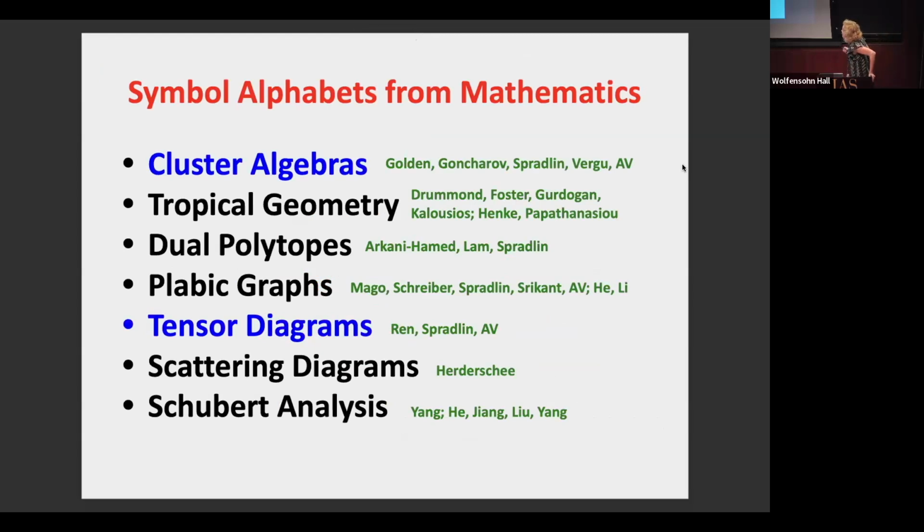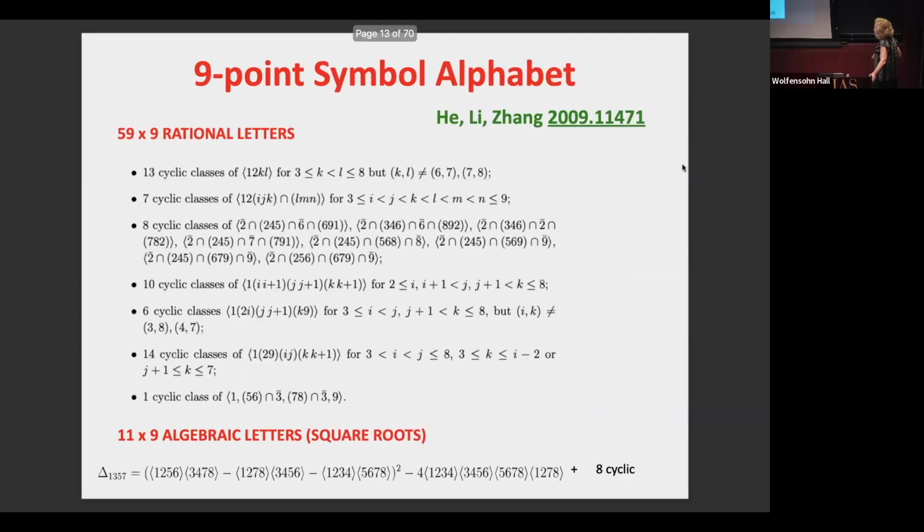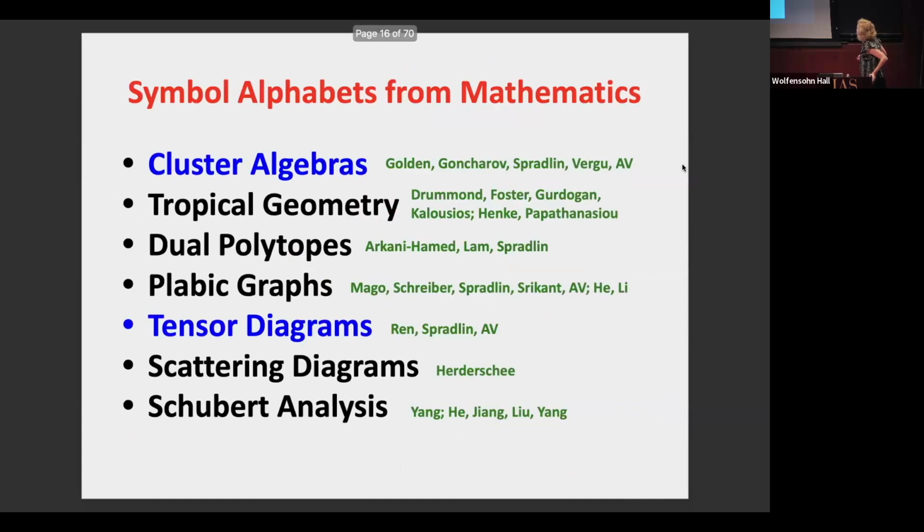I've given a number of talks on various iterations of various topics on this list, but for this conference, I decided to just focus on cluster algebras and tensor diagrams, which are related to cluster algebras. But the description is known from tropical geometry, from dual polytopes, from Plabic graphs, from scattering diagrams, and recently, there is an interesting paper by Song, from I think last month maybe, from Schubert analysis.